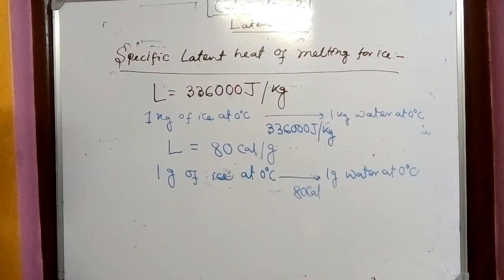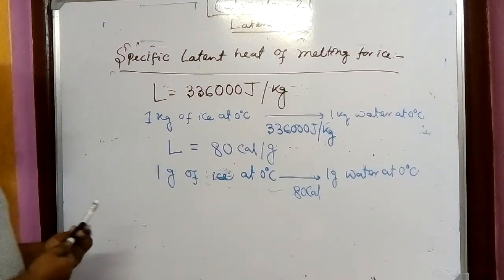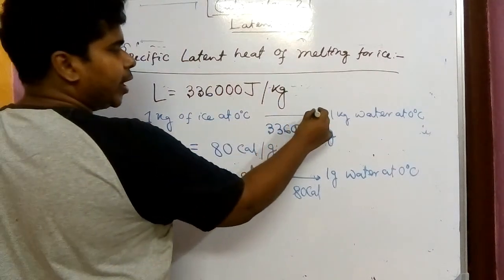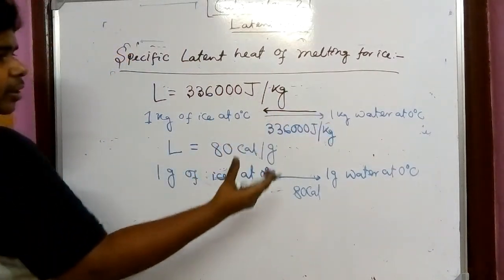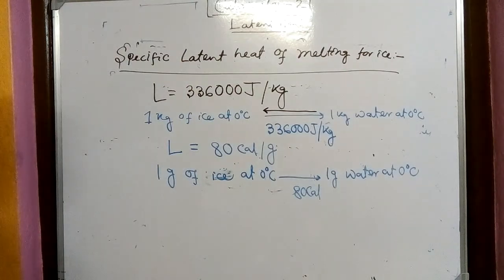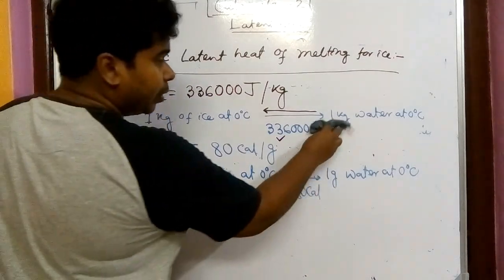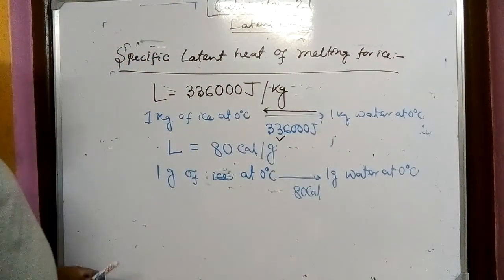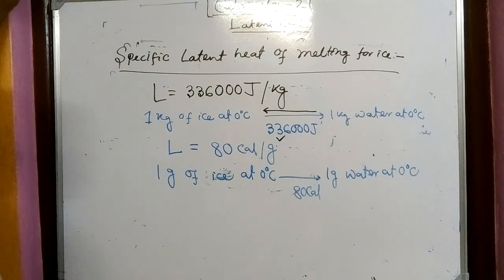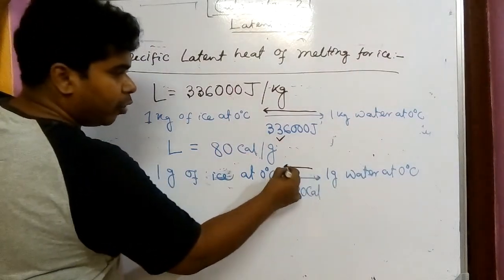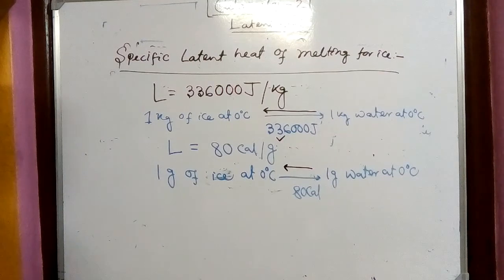Similarly, if I take it in the opposite direction, that means to convert 1 kg of water at 0 degree centigrade to 1 kg of ice at 0 degree centigrade, this much heat must be liberated or taken out. Likewise, 1 gram of water at 0 degree centigrade, when it converts into ice.